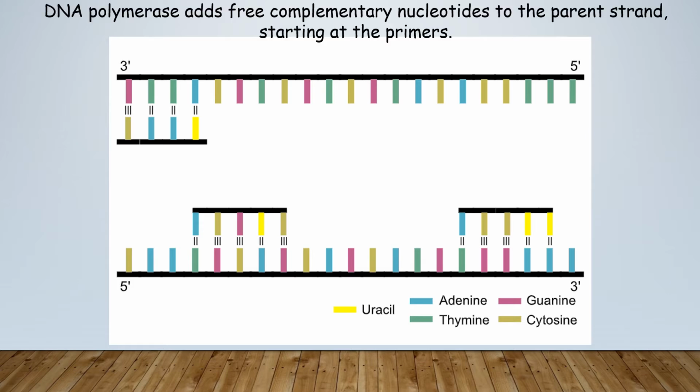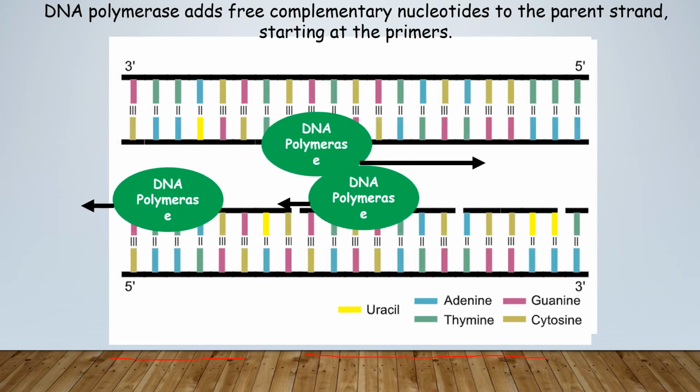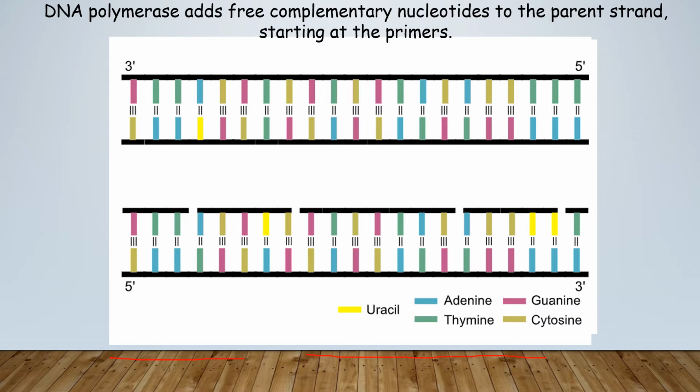So the next enzyme we have involved in this process is DNA polymerase. As its name suggests, its job is to create a DNA polymer, so a chain of nucleotides. And it does that by adding in free complementary nucleotides to the parent strand, starting at the primers. Okay, so DNA polymerase comes along, binds to primers, that's where its starting point is, then it moves along the chain. And as you can see, wherever we have guanine on the parent strand, we add in cytosine. Wherever we have cytosine, then we add guanine, and so on and so forth. So we're adding in complementary strands as it moves along.